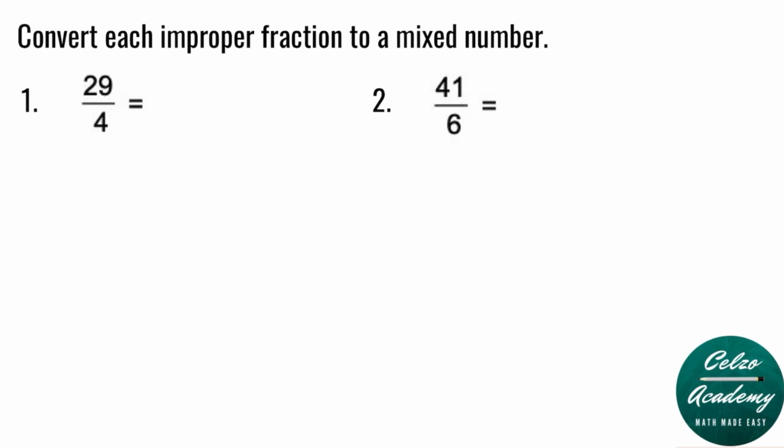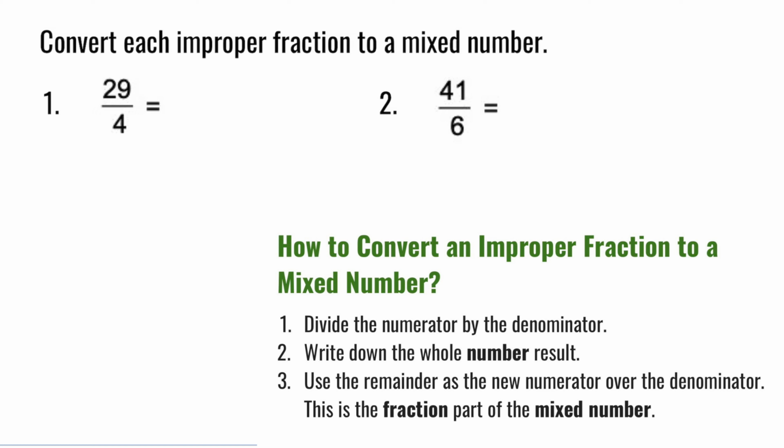Question 1. 29 over 4. Step 1 is to divide the numerator by the denominator. So we will have 4 as the divisor and 29 is our dividend. How many 4s can go into 29? 7. 7 times 4 is 28. And subtracting 29 and 28, we will have a remainder of 1.